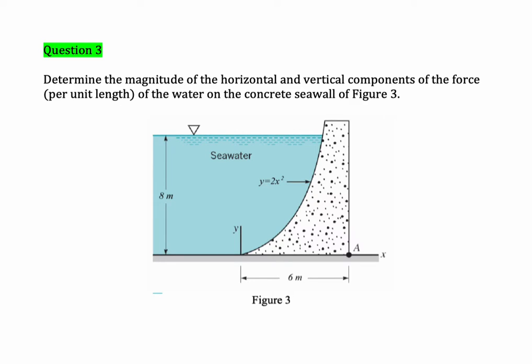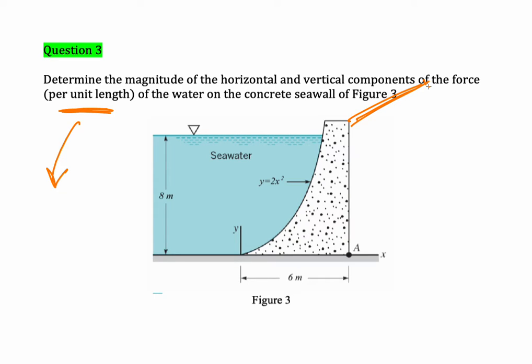This is tutorial question number 3. Determine the magnitude of the horizontal and vertical component of the force per unit length of the water on the concrete seawall of figure 3. In this question, they use the idea of per unit length. Per unit length means all the answers need to be divided by the length.